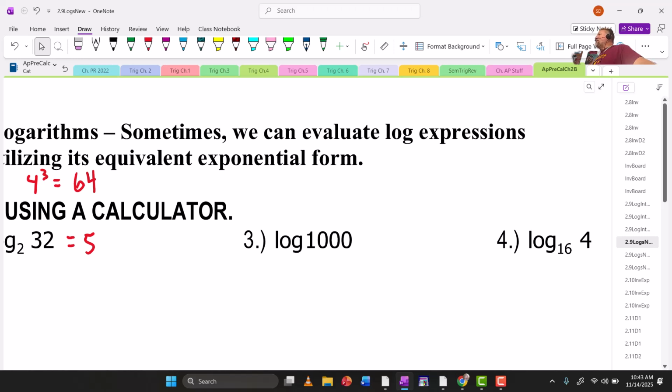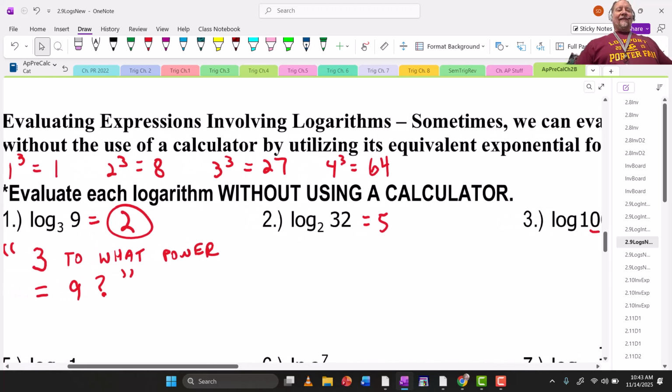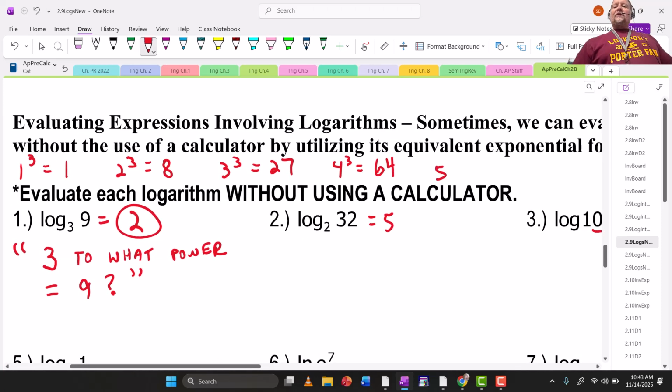What's the base on this logarithm? 10. So 10 to what power equals 1,000? What's the answer? 3. Powers of 10. You should also know 5 cubed. What's 5 times 5? 25. And what's 5 quarters? How many cents is that? 125. And I think you should know those cubes.